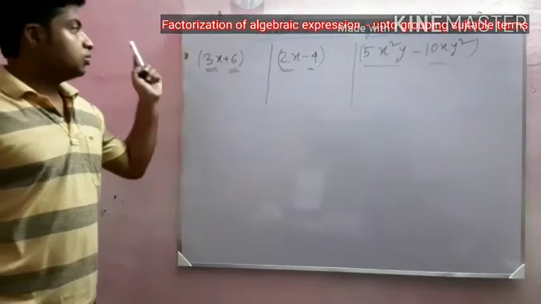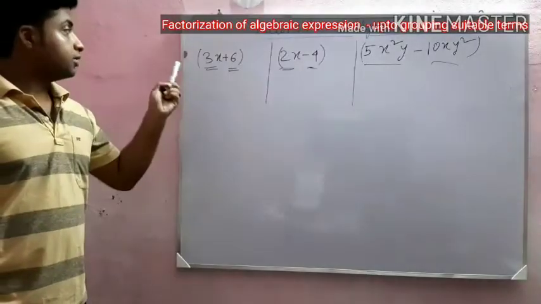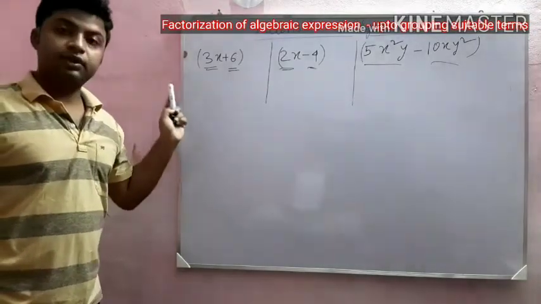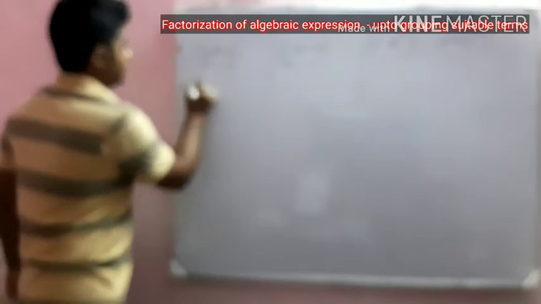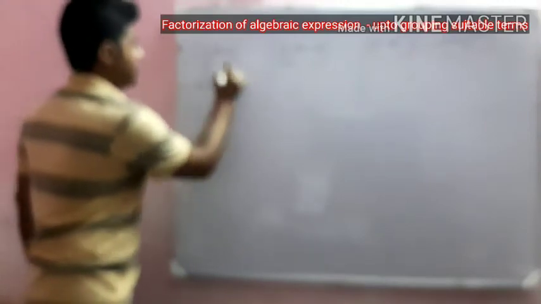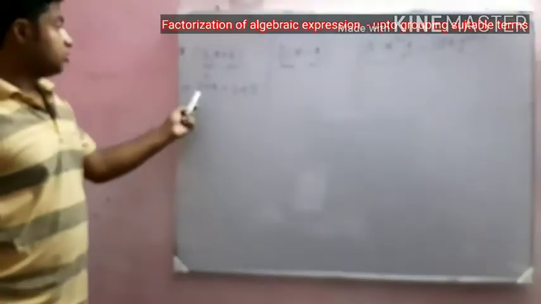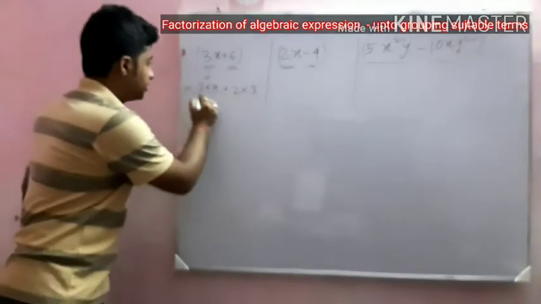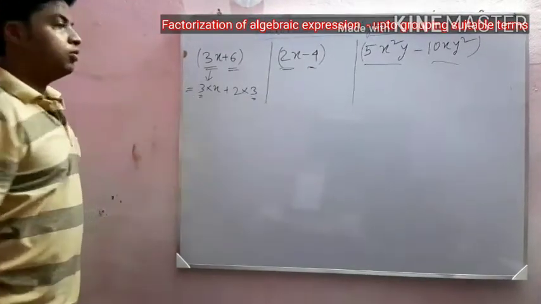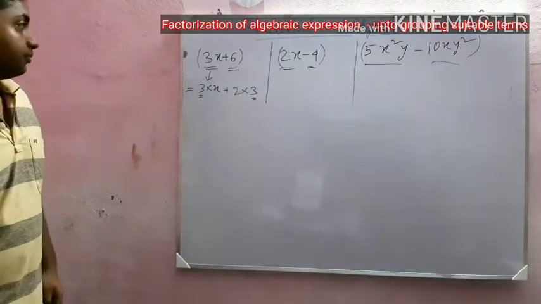We need to find that specific term. Now, this term is 3x. This is 3 into x. 3 into x is the factor of 3x. And for the factors of 6, we can write 2 into 3. See, which term is common in both the terms? This 3. So this is the common factor or the common term.